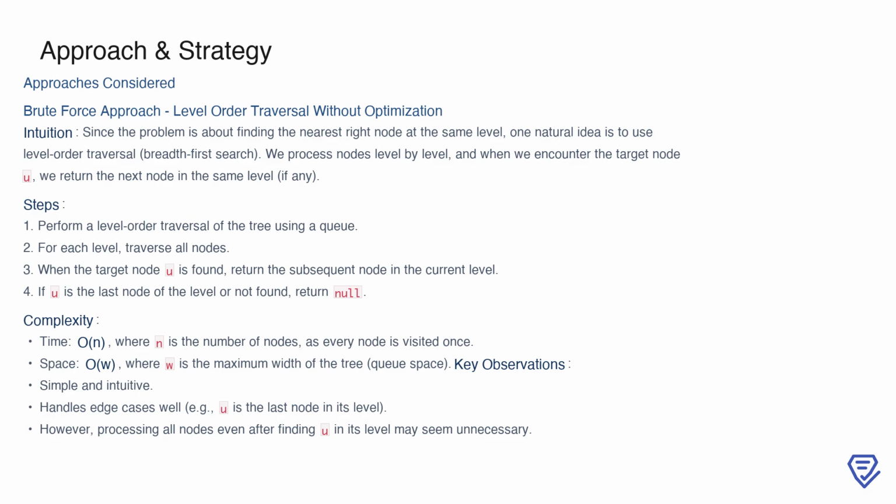If u happens to be the last node on that level, or if we don't find u at all, we return null. The time complexity for this approach is O(n), as we visit every node in the tree exactly once. The space complexity is O(w), where w is the maximum width of the tree, since that's the maximum number of nodes that could be stored in the queue at any time. While this approach is simple and handles edge cases well, such as when u is the last node in its level, it can be inefficient because we may continue processing nodes even after we've already found u in the current level, which isn't strictly necessary.